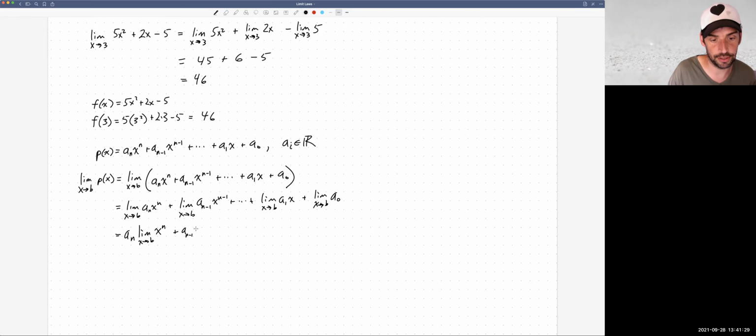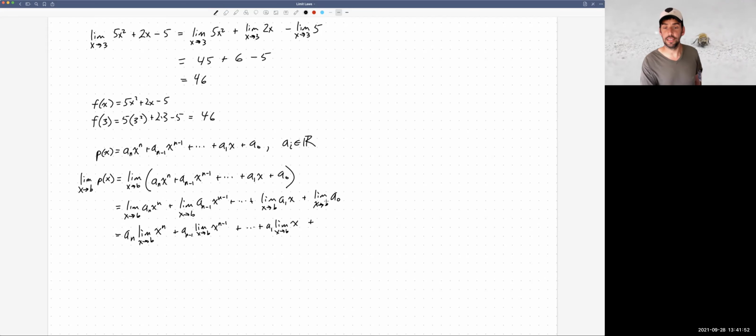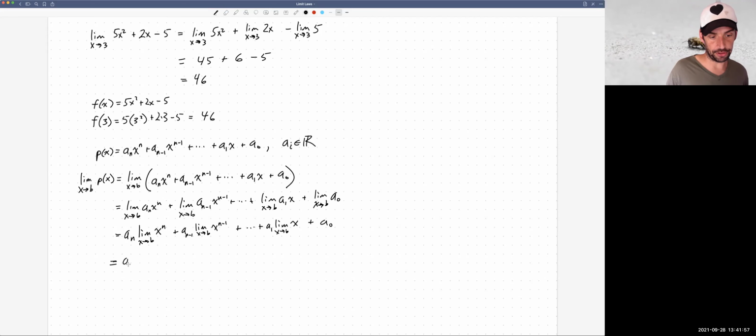A sub n minus 1, limit as x goes to b of x to the n minus 1, plus dot dot dot, a sub 1, limit as x goes to b of x. And then this one, we know the limit. The limit of this constant is just a naught. For each of these terms with a power, we can take the limit first and then apply the power.